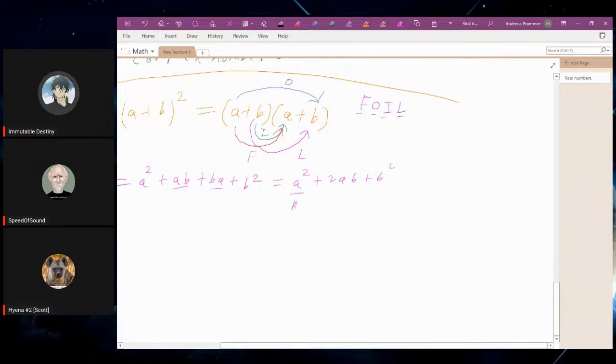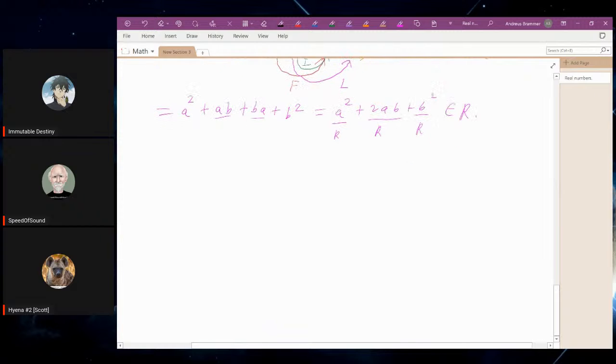A times b is real, and 2 is a real number, so this is also real. b times b, or b squared, is also real. So the entirety of this thing is also an element of the set of real numbers. Whatever these two numbers are, when we add them in square, the result is also an element of the real numbers. Okay, fine. We've done that for real numbers, so let's do it for complex numbers.